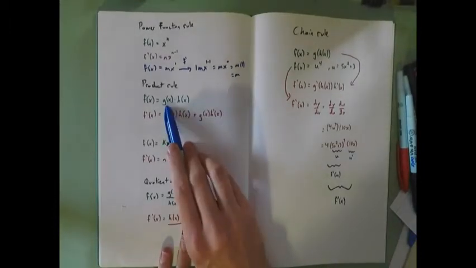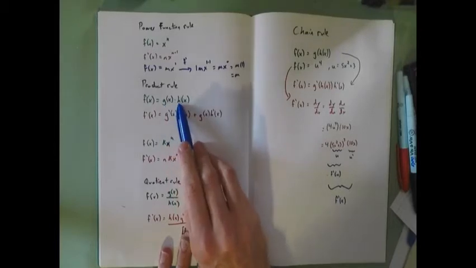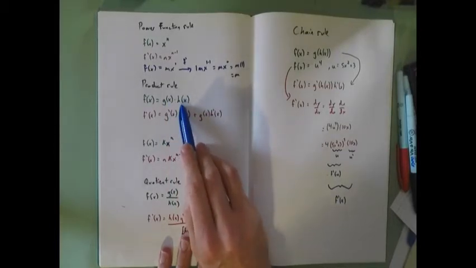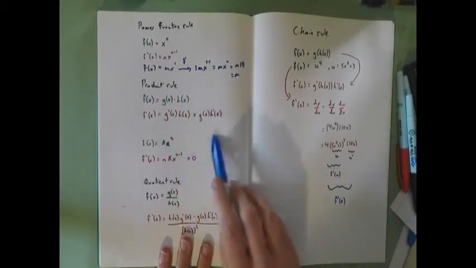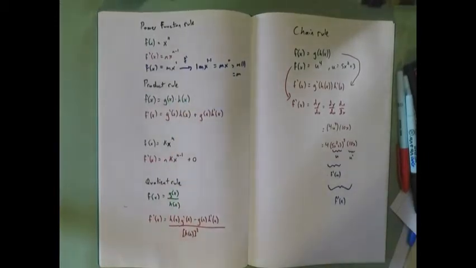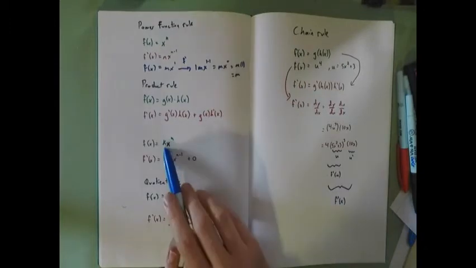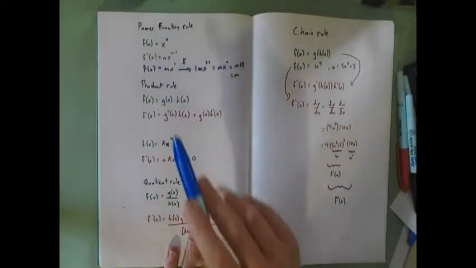That makes it easier for me to remember. I know that I've got the derivative of one times the other, plus the derivative of the other times the first one. Product rule, that's another one that's going to come up a lot. So let's generalize the power function a little bit.